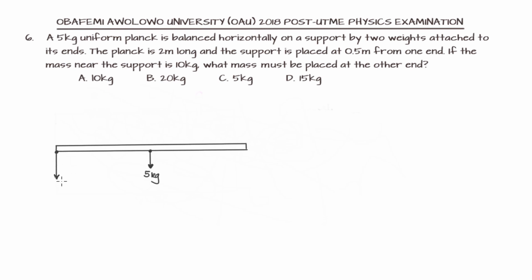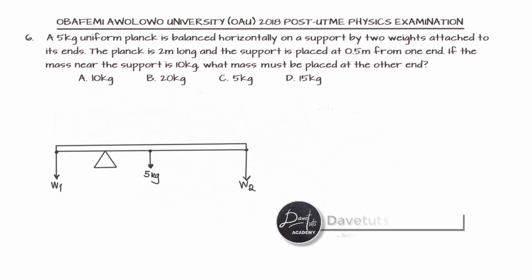We have a weight acting on both ends. If you have this as weight 1, and at the other end, we have this as weight 2. Then we are told that 0.5 meters from one end, we have a support. So if we bring this as a support, remember that the plank is 2 meters long. So now we have this support at 0.5 meters from one end.